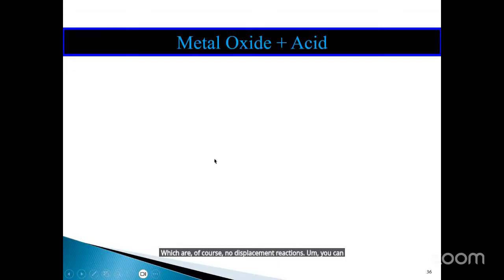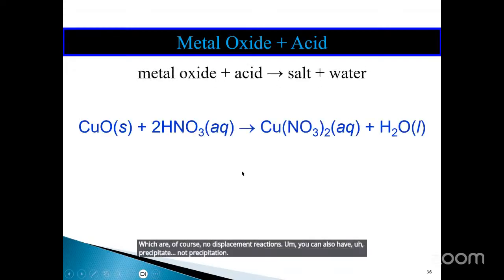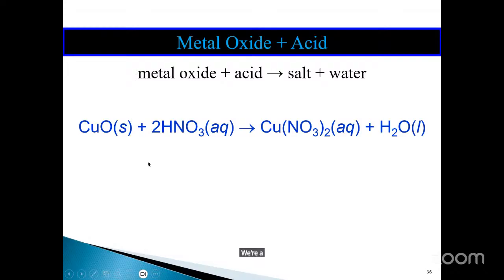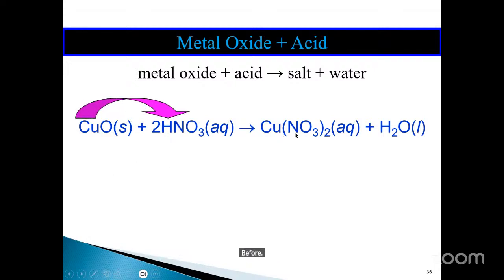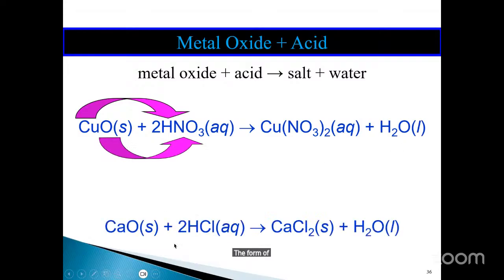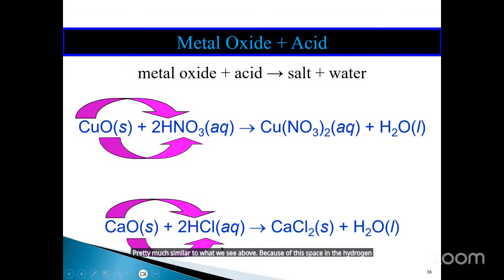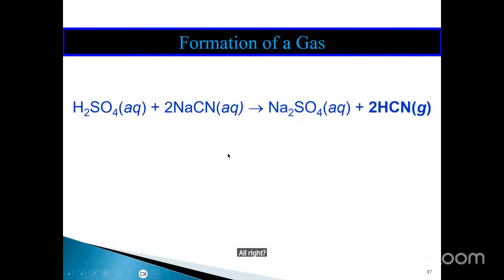You can also have a double displacement reaction where a metal oxide reacts with an acid, as you can see in this case here. Copper 2 oxide reacting with nitric acid to form copper 2 nitrate as a result of the copper displacing the hydrogen, and the oxygen displacing the hydrogen to form the water, all right? Here's another example, calcium oxide reacting with HCl, pretty much similar to what we see above. The calcium displacing the hydrogen, the oxygen displacing the chlorine, and you end up with your products on this side, all right? Now, in terms of gas formation, there are some examples that I'm going to show you here.